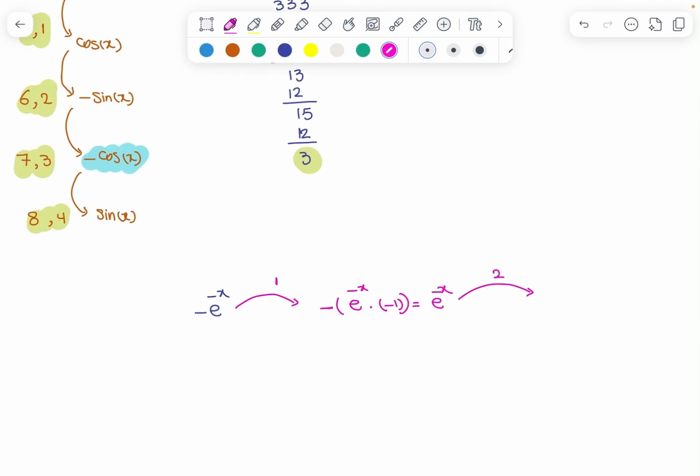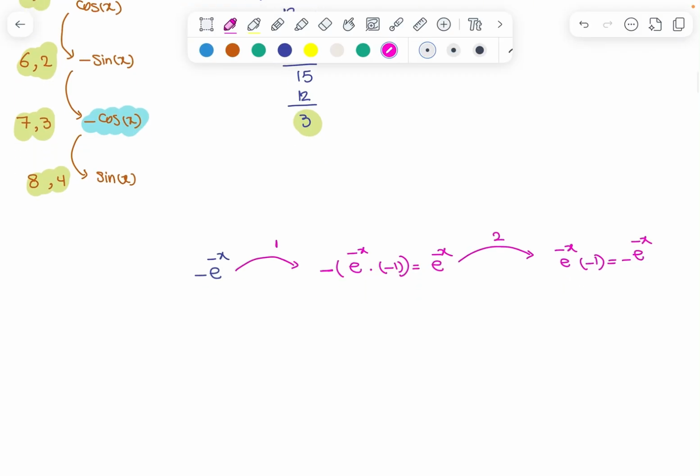Now to find the second derivative, again by using the chain rule, the derivative of e to negative x would be e to negative x times negative 1, which is negative e to negative x. Now, look at this. You are back to the original function, negative e to negative x. This means each time we differentiate e to negative x, we multiply by negative 1. Since we already have a negative sign in the front, the signs will alternate.